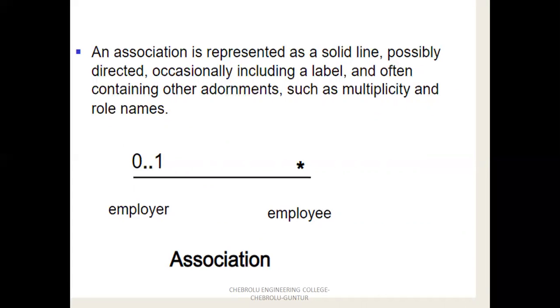Suppose here the association means employer and employee. Or suppose username and password. A single username is associated with one password. That is the association.